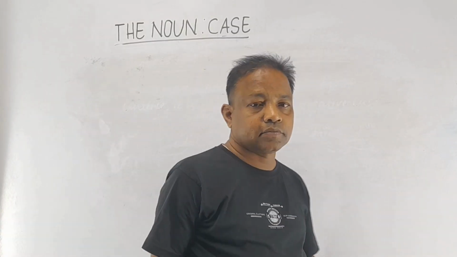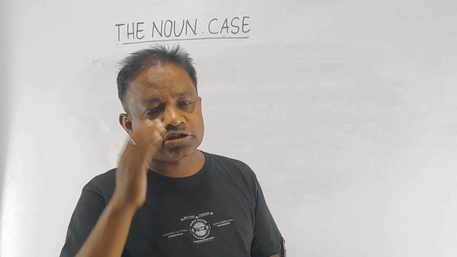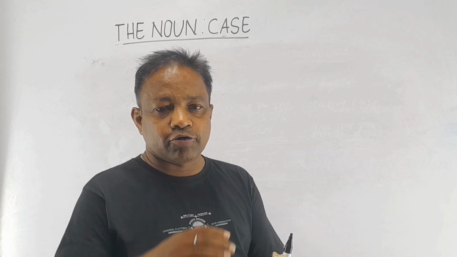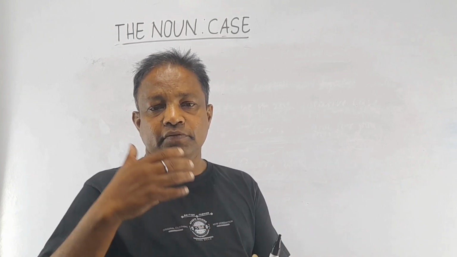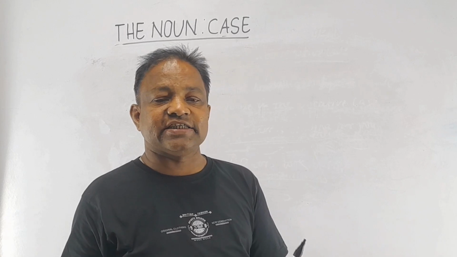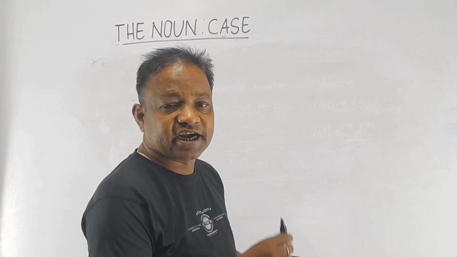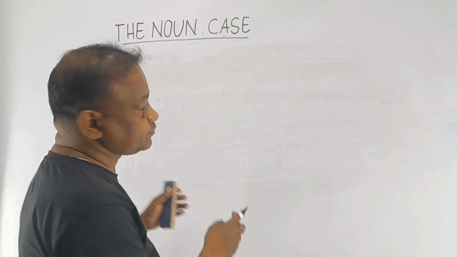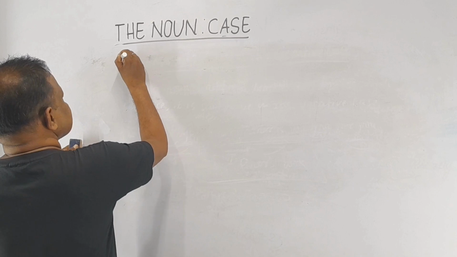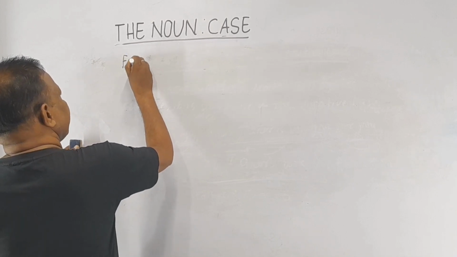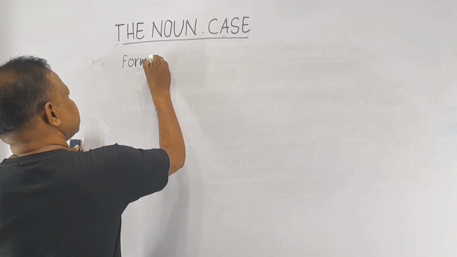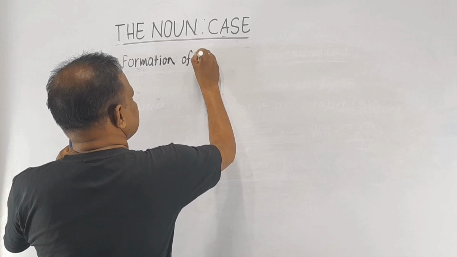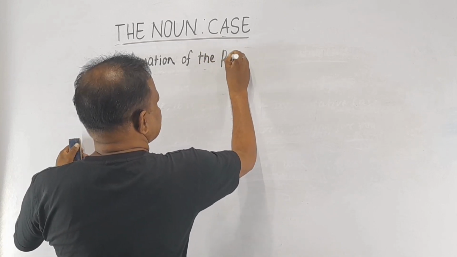Okay. Of all these 5 cases, the most important case is the possessive case. You know, in the possessive case, only the form of the noun or the pronoun is changed. But in all the other cases, they remain the same. Sure, let us start the rules. How to form the possessive case, or formation of the possessive case. Title is Formation of the possessive case.